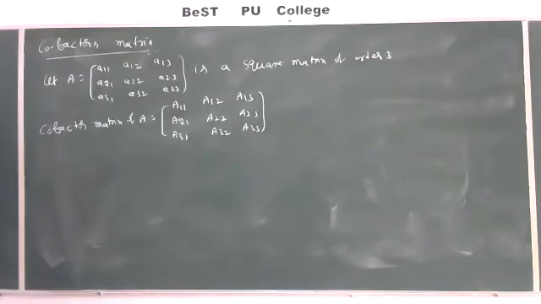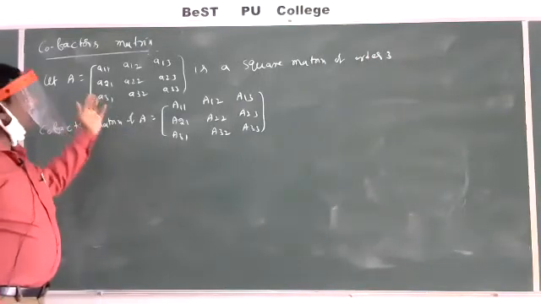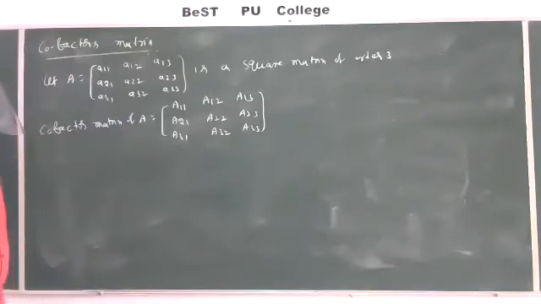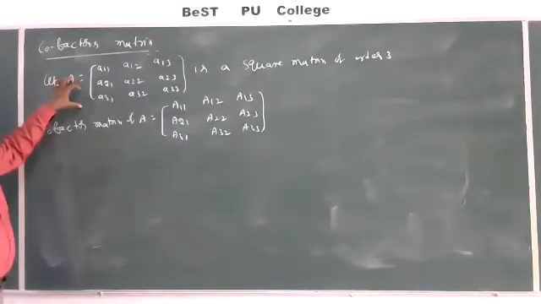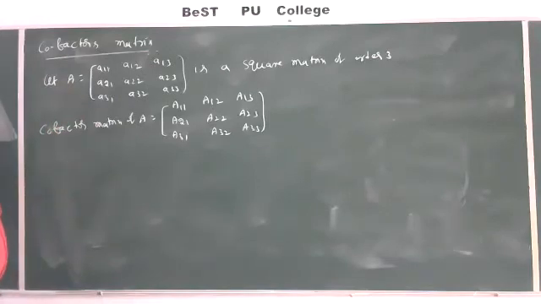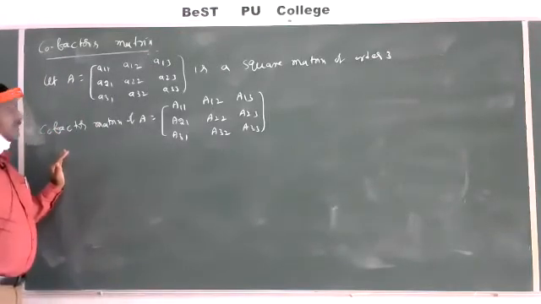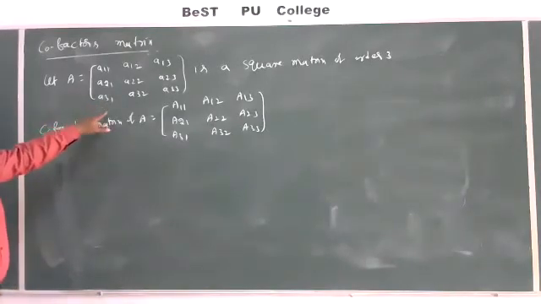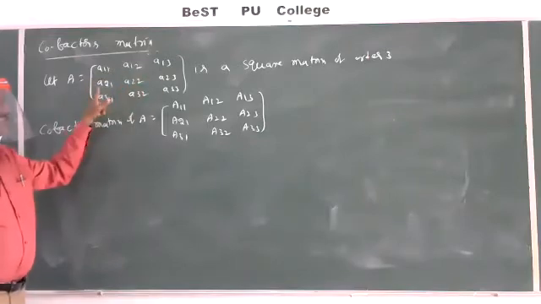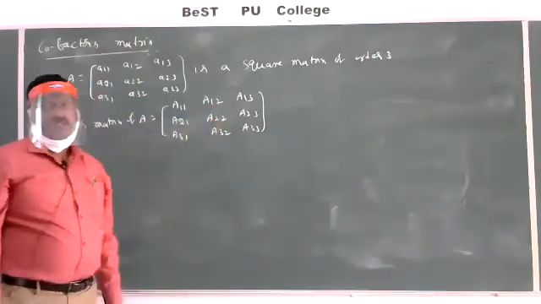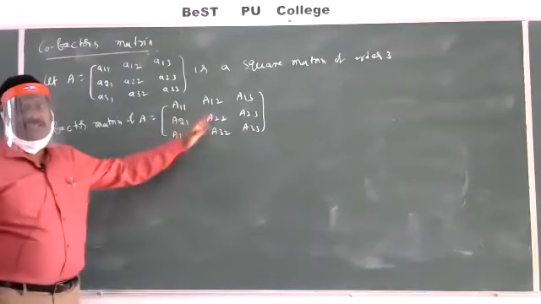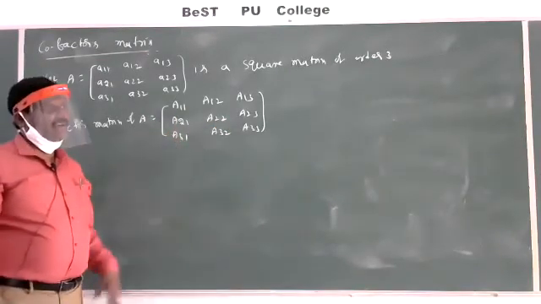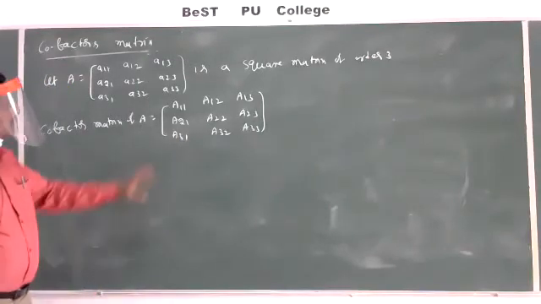That means the cofactors matrix means, if in a square matrix each element is replaced by its corresponding cofactors, then that new matrix is called the cofactors matrix of the given matrix A.